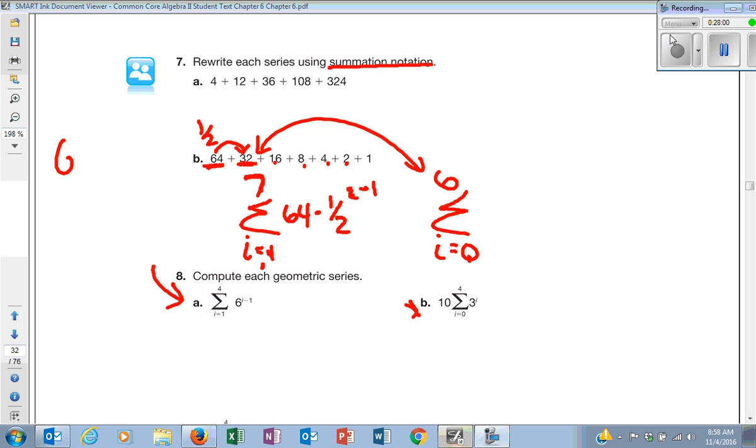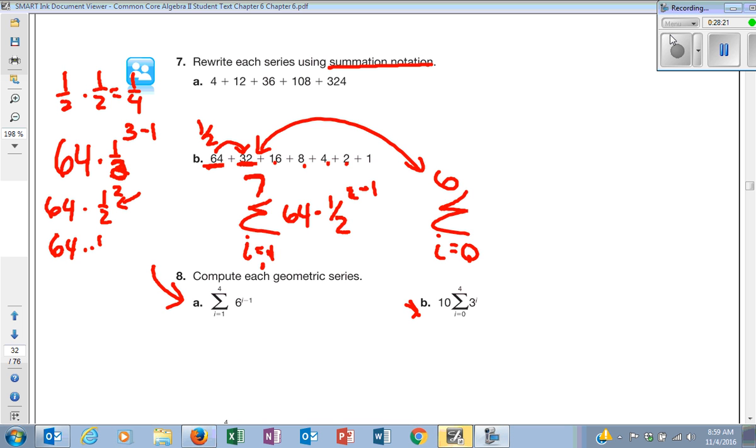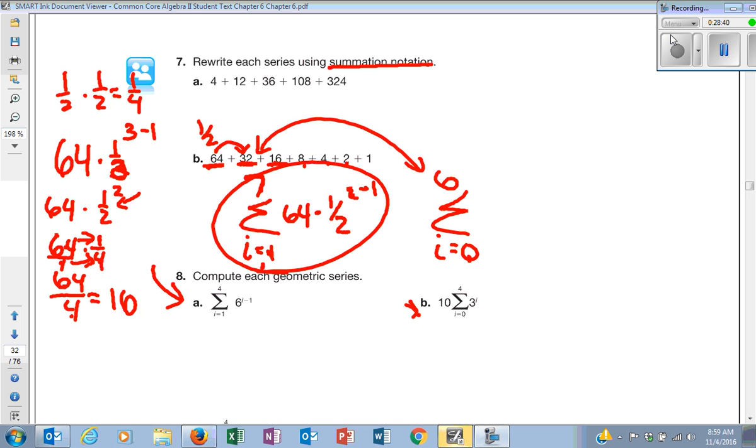Now I'm going to write the next one down to just show you. 64 times 1 half to the 3 minus 1, should be half, turns into 64 times 1 half to the second power. That really means you have half times a half, which actually equals 1/4. So you have 64 times 1/4. What does that really mean? That really means you have 64, top times top, bottom times bottom, divided by 4. 64 times 1 is 64, 1 times 4 is 4, 64 divided by 4 is 16, and that's how I came up with my third term. So I can check and make sure that that right there gets me all these terms right there.